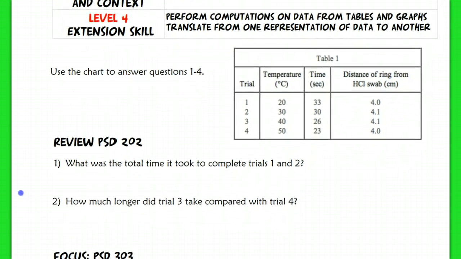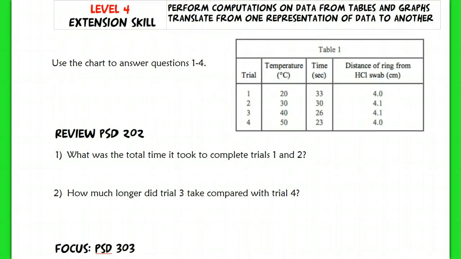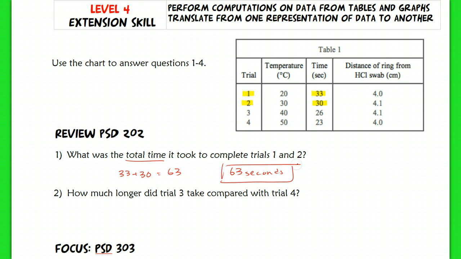I want to start off with some review skills from PSD 202, and that's still reading charts and graphs and then answering questions based off of that. So here it says, what was the total time it took to complete trials 1 and 2? So when I look at this table and it asks me, total amount of time for trials 1 and 2, I'm going to look at trial 1 and 2 and the time here, and since it's asking me for the total, I'm just going to add 33 plus 30 seconds to get 63 seconds. So I'm going to answer this here with units, and my answer is 63 seconds.